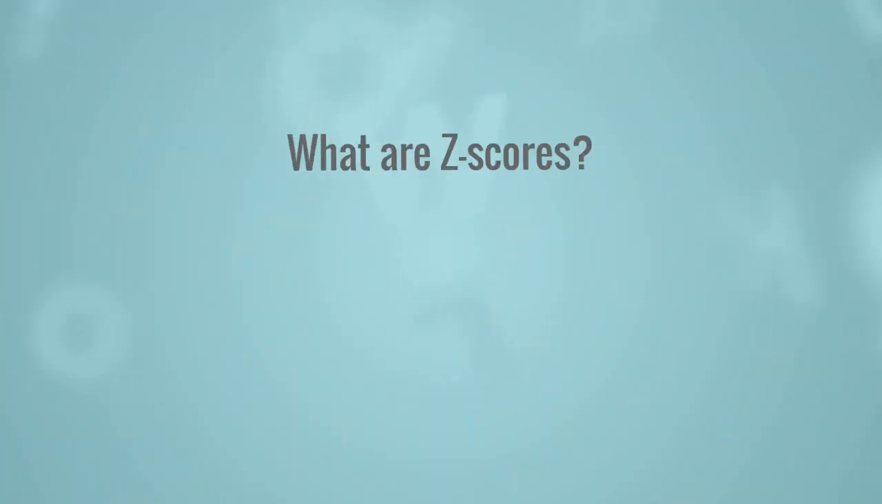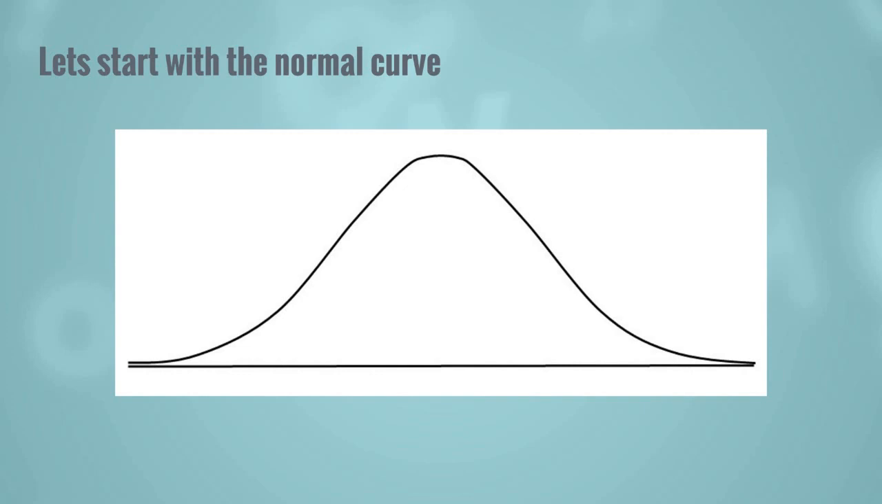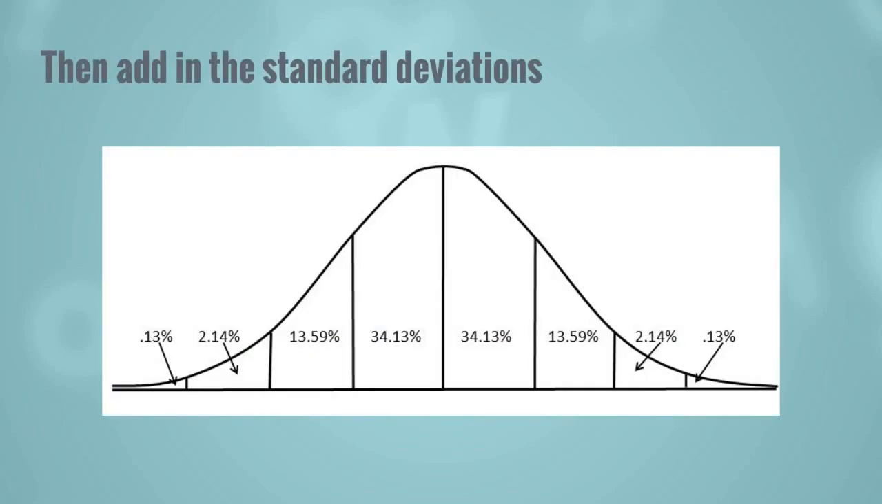But what are z-scores? Essentially, they're the same as the standard deviations we just covered in our last video. So here's a normal curve, and pop. There are the standard deviations. Now another pop. And there are the z-scores. Note that standard deviations and z-scores are the same value.